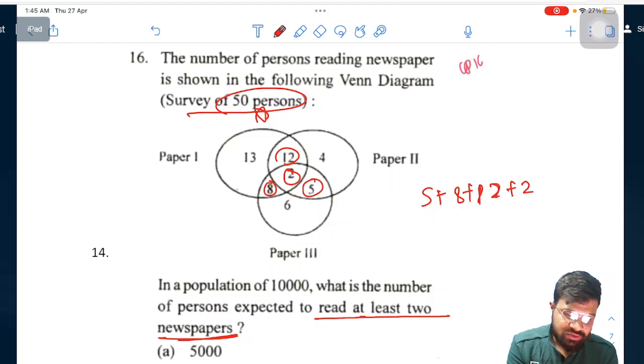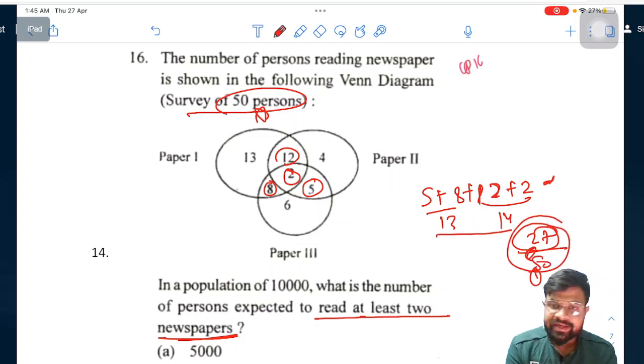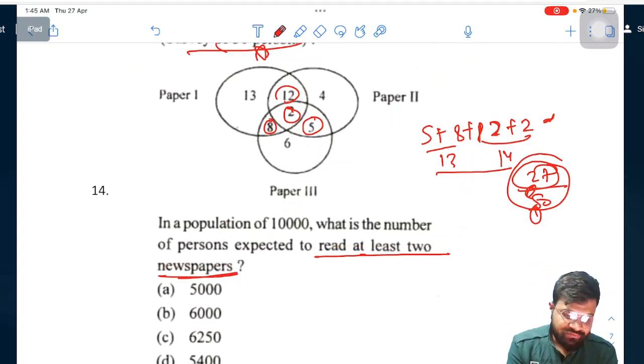5 plus 8 plus 12 plus 2 is equal to... So 8 plus 5 is 13. This is 14. 14 plus 13 is 27. So 27 out of 50 are reading at least 2.